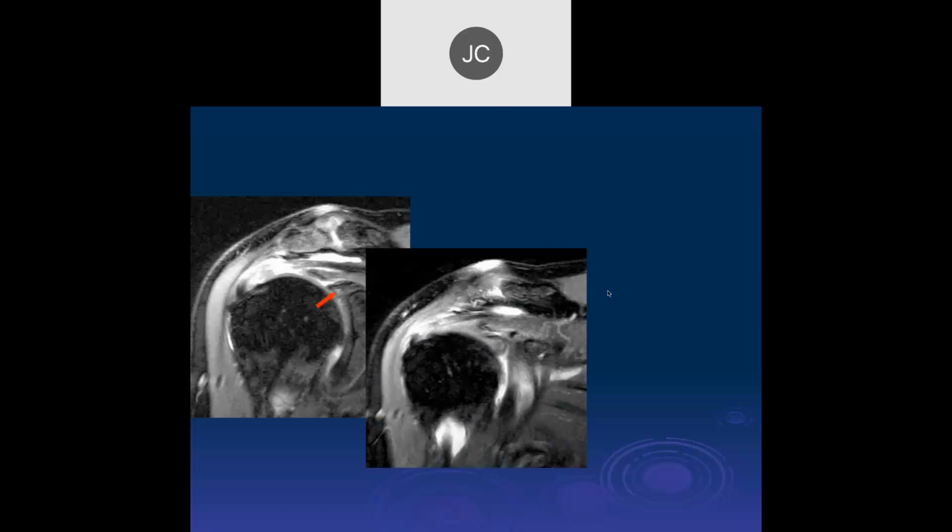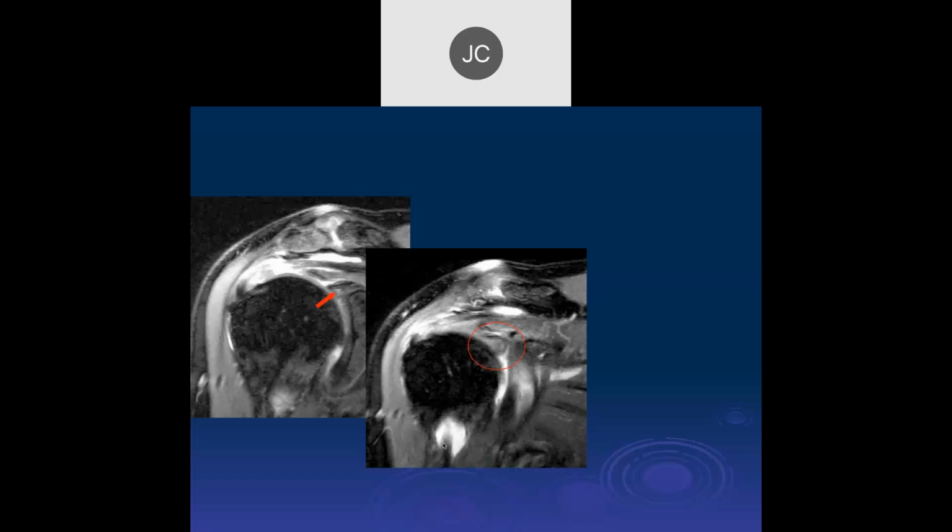All right, so the superior labrum is pretty attenuated. There's a focus of higher signal. Okay, here's the next cut. This patient was internally rotated. So you can see the biceps down here. There's a lot of biceps tendon going up like that.